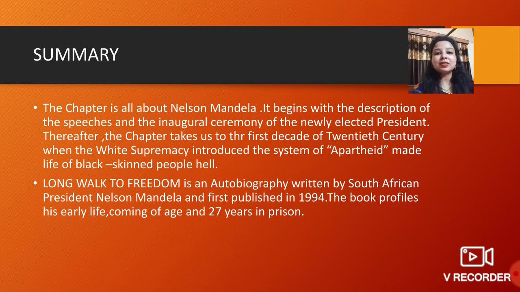Okay, what happens then? At that time, the white supremacy, who were these white supremacists? The Britishers. They introduced a system called apartheid, which was a government policy which segregated humans on the basis of their color. That is, they said that white people were superior and black men were inferior, and thus treated them like slaves. So the black-skinned people were treated like slaves and their life was made hell and miserable by this white supremacy, that is the Britishers. How did they do that? By introducing the policy of apartheid.